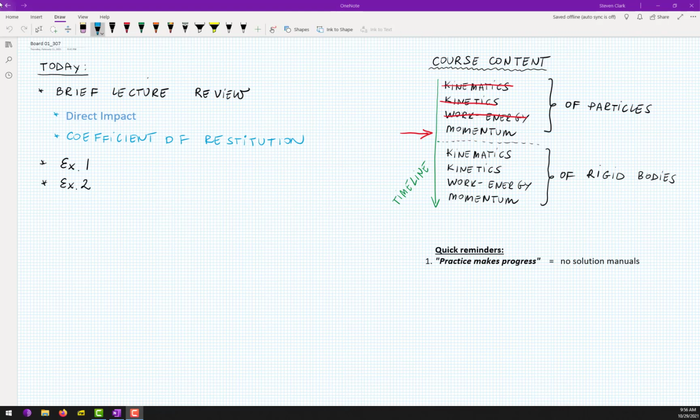Plan for today. We will continue our momentum of particles, and today we will focus on direct impact and coefficient of restitution, and then we will just solve two examples.